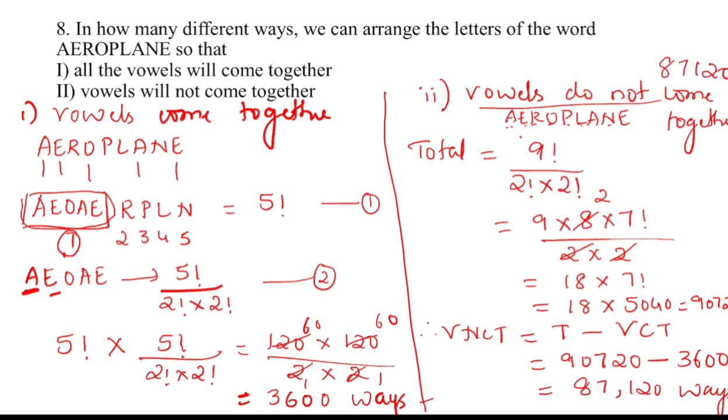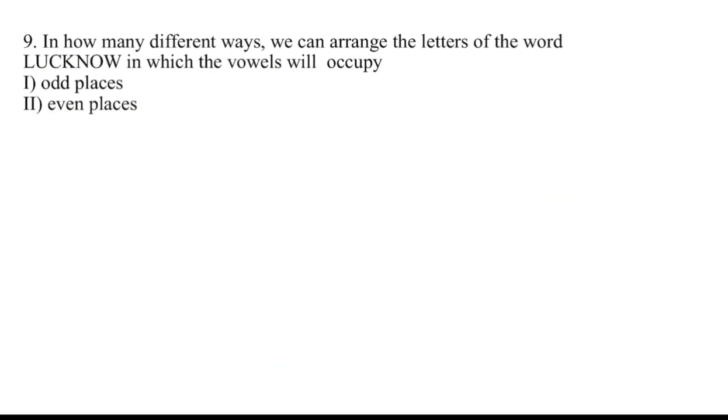7,120 ways. Okay, so next problem. In how many different ways can we arrange the letters of the word Lucknow in which the vowels will occupy odd places and even places? Okay, there is a word Lucknow.